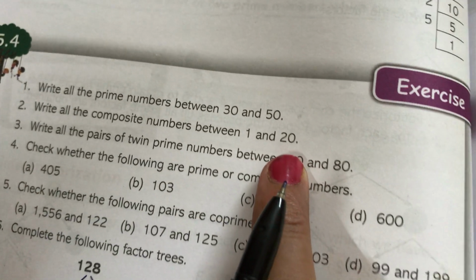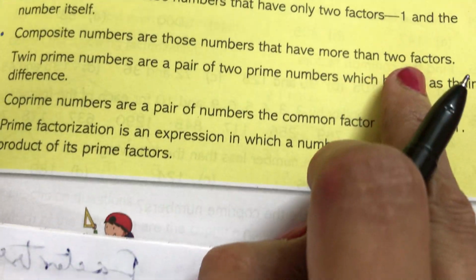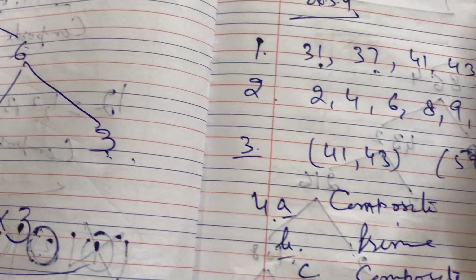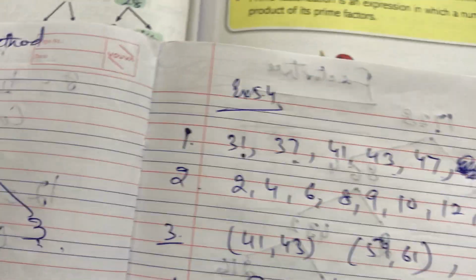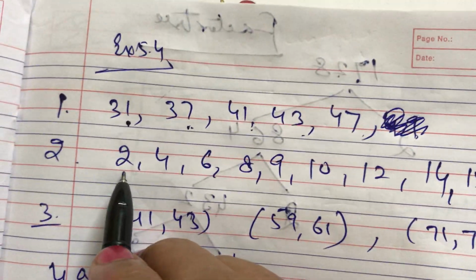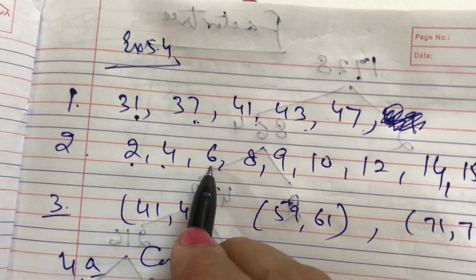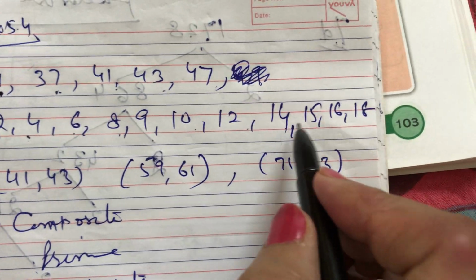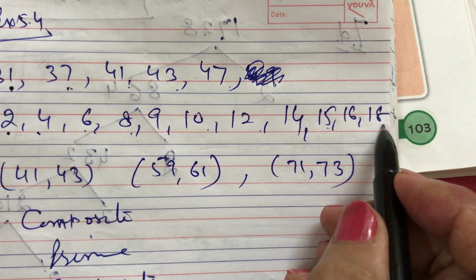Now the second question: all composite numbers between 1 and 20. Composite numbers are those numbers which have more than two factors. I will discuss it with the numbers which have more than two factors, that are composite. Those numbers are 4, 6, 8, 9, 10, 12, 14, 15, 16 and 18.